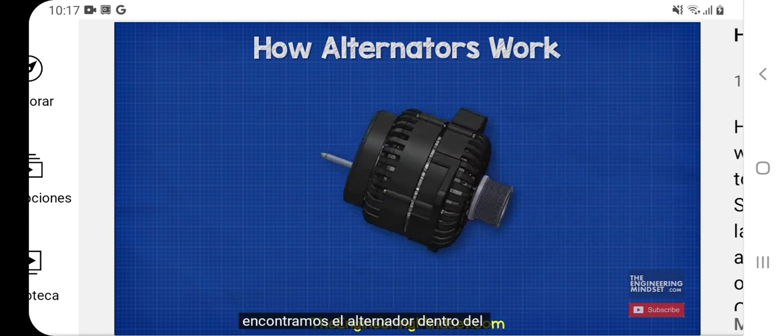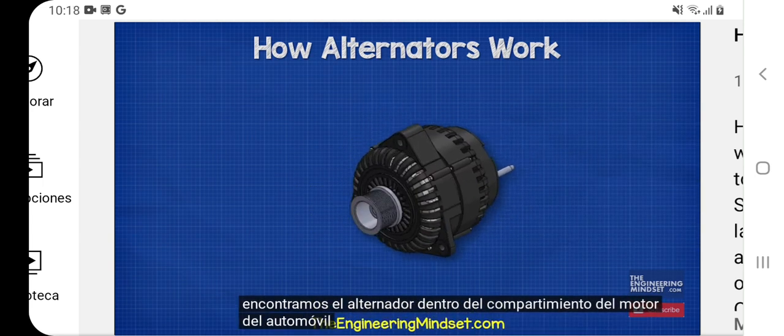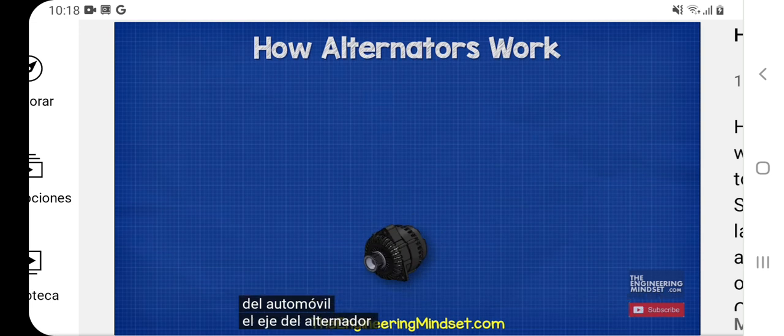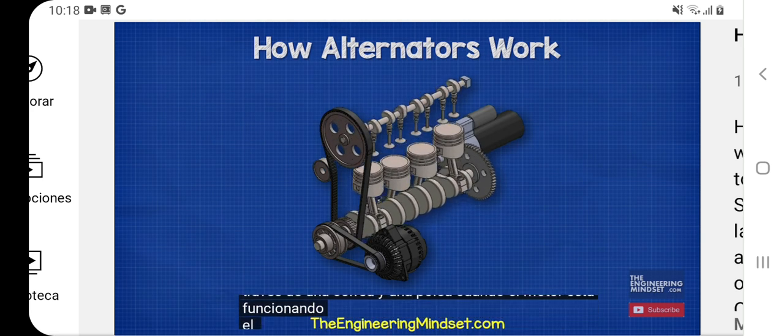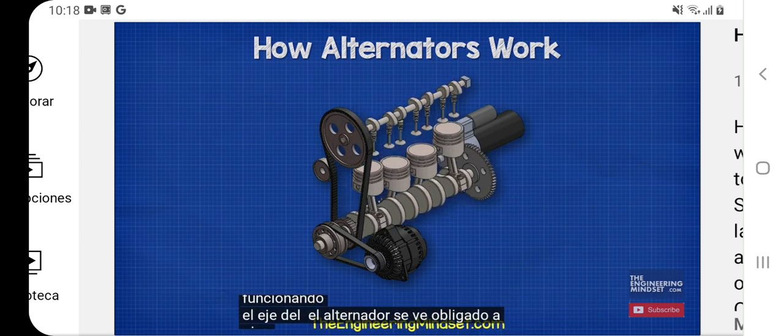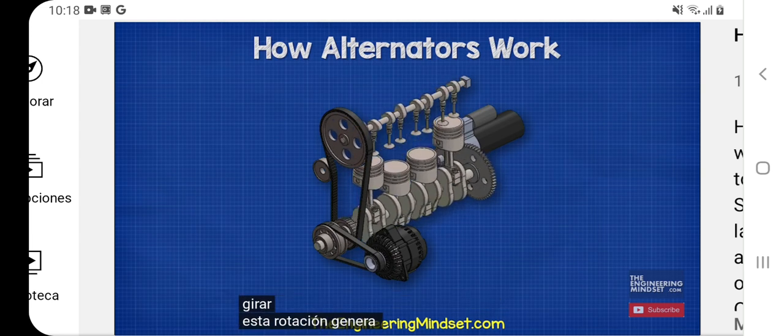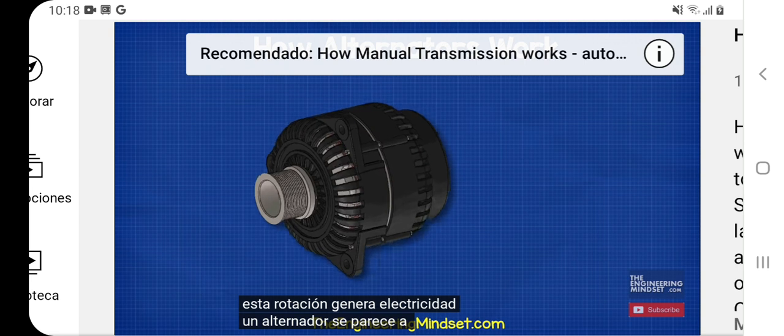We find the alternator within the engine bay of the car. The shaft of the alternator is connected to the engine via a belt and pulley. When the engine is running, the shaft of the alternator is forced to rotate. This rotation generates electricity. An alternator looks something like this.